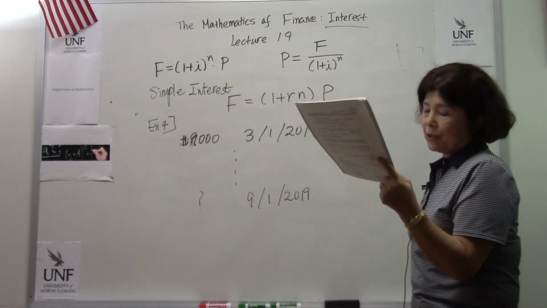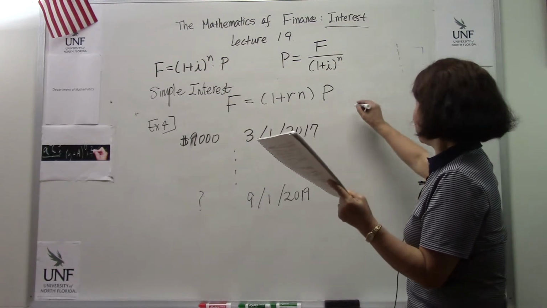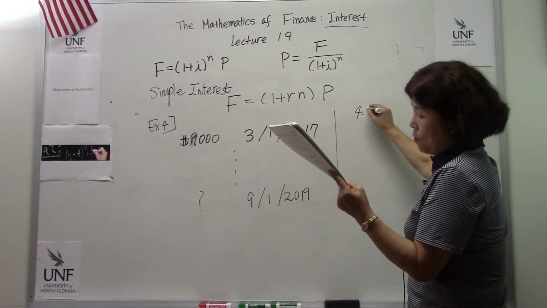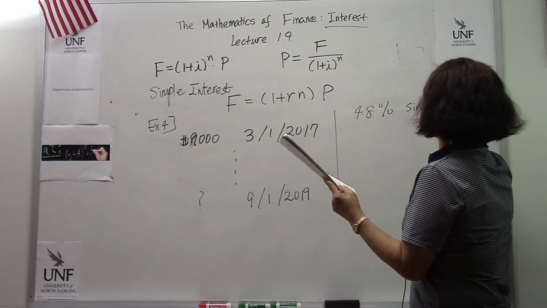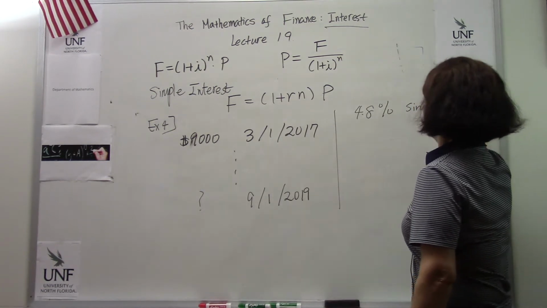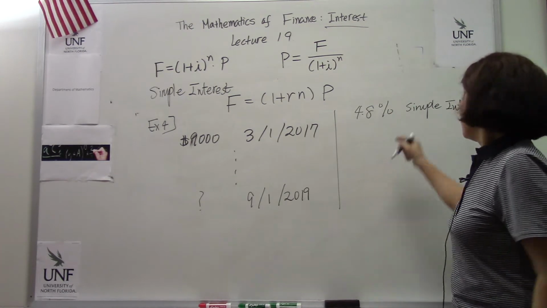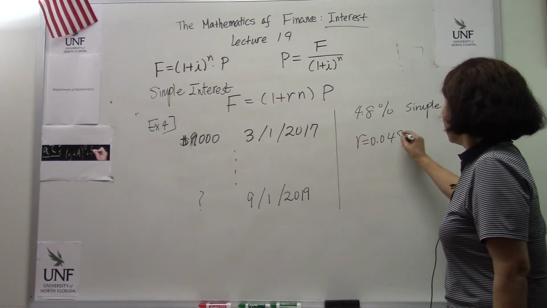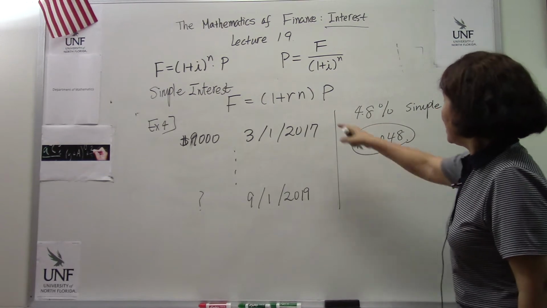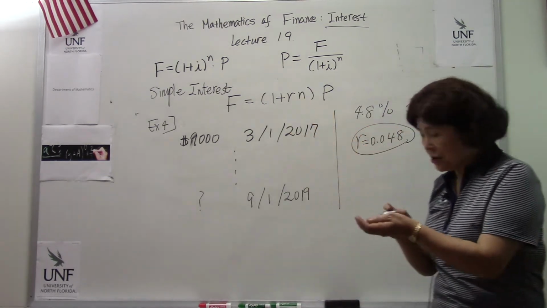Now this is a condition. If the money is invested at 4.8% simple interest. Okay, so this is R. So R equals 0.048. That is clear. So what is that? And number of years.